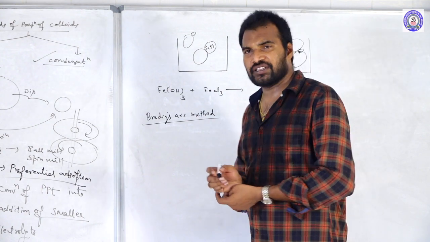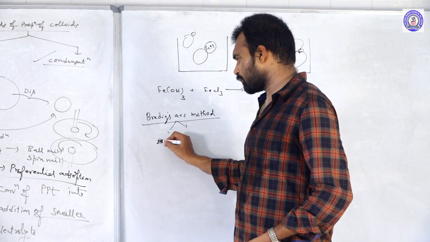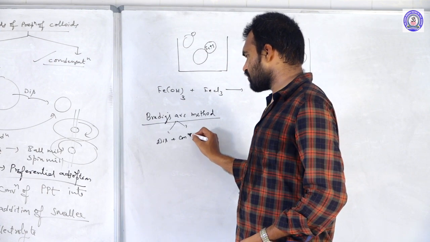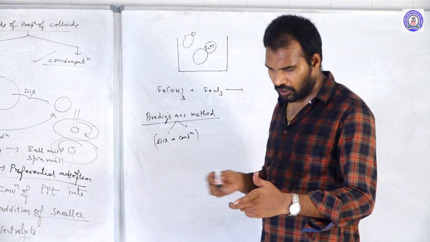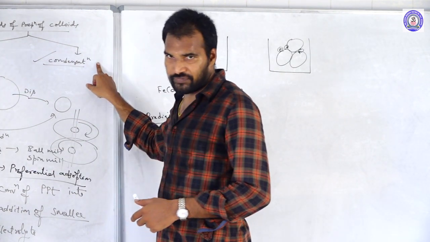Actually, this is a special method. Why? Because in this Bredig arc method, both dispersion and condensation take place. That is why I am not including this Bredig arc method in either the dispersion phase or the condensation phase.